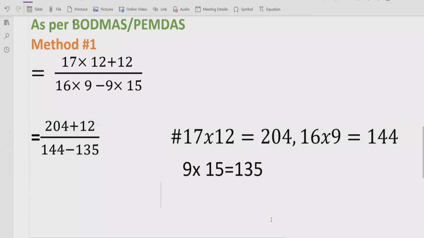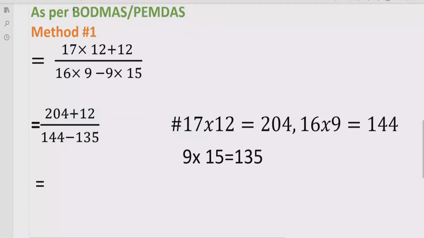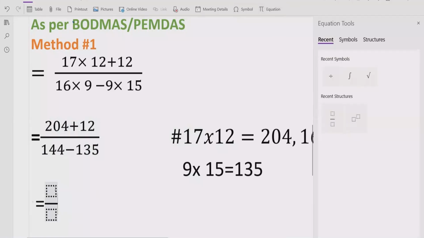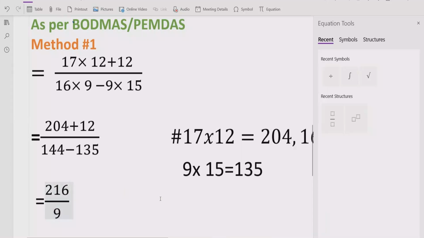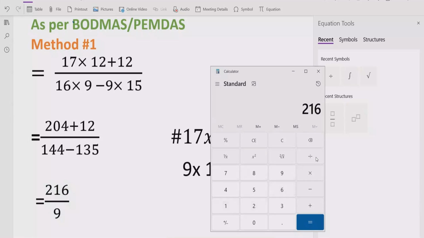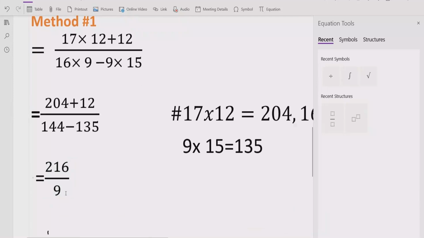Now our expression only contains addition and subtraction. Addition is in the numerator and subtraction is in the denominator. So now we will add these terms. 204 plus 12 equals 216, and here 144 minus 135 equals 9. And now we will divide these two terms. It's just simple, so we are not giving any reference here. 216 divided by 9 equals 24. So this is the answer of this expression.